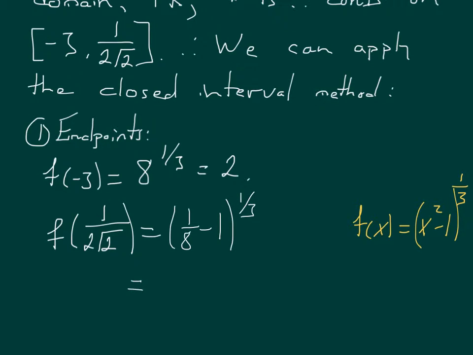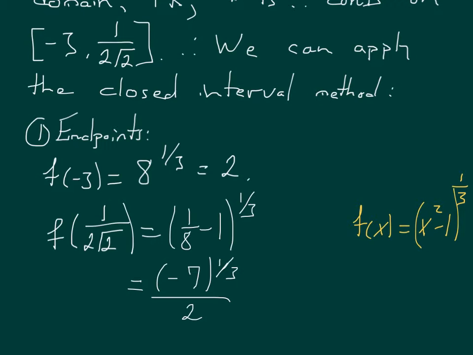What's that equal to? Well, it's 1/8 minus 8/8, which is minus 7/8. Cubed root of that, well, that looks like the cubed root of minus 7 over the cubed root of 8, and because 2 cubed is 8, as we said above, cubed root of 8 is 2. Okay, so f at 1 over 2 root 2 is minus 7 to the 1/3 over 2. All right, so we'll just leave that for now. We'll think about how large or small that number is later.